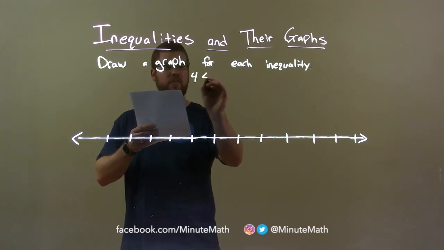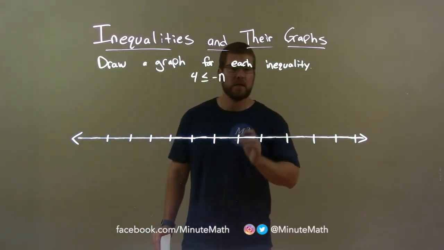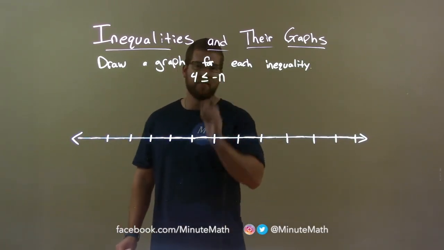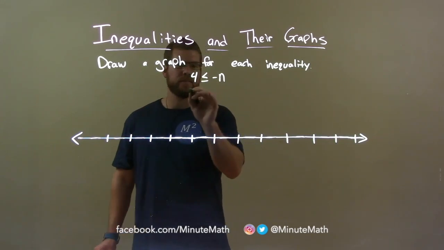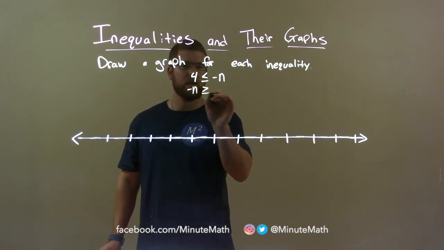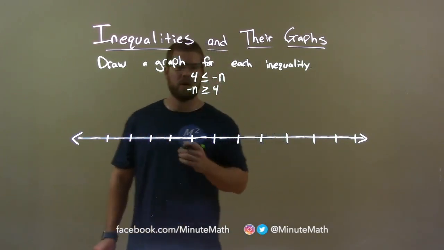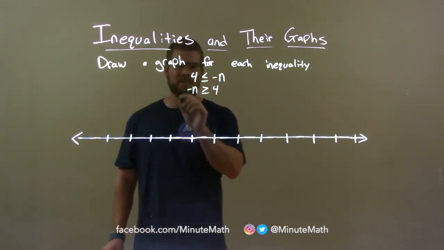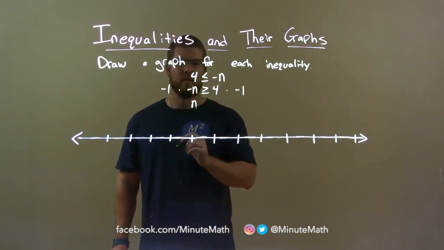4 is less than or equal to -n. I want to get n completely by itself, and I like to have it written first. So let me rearrange this to have it written first. -n is greater than or equal to 4. These mean the same thing. We flip the inequality, but we're about to flip it again. If I multiply both sides by -1, that gets me n completely by itself.